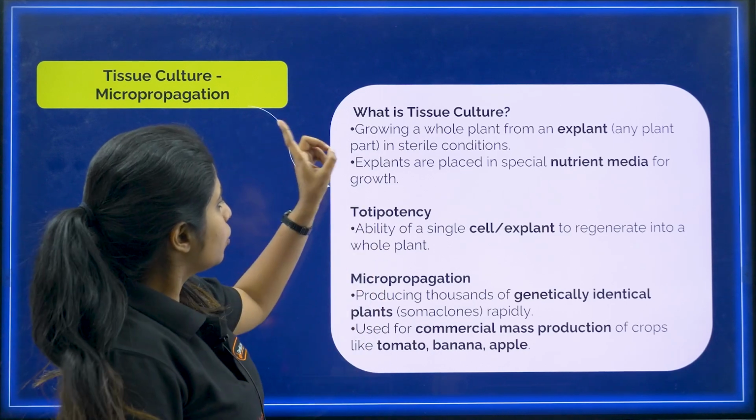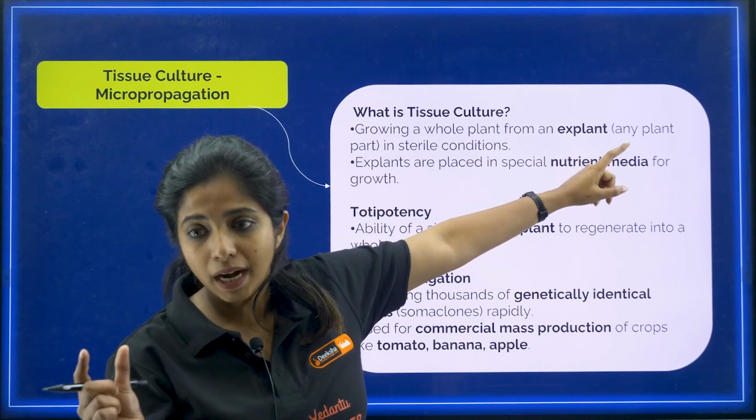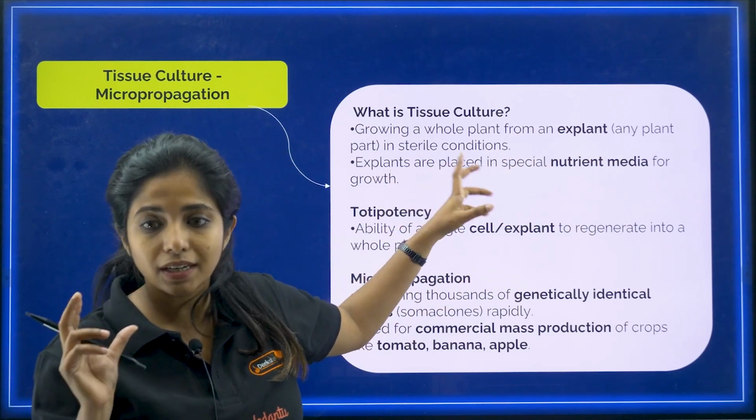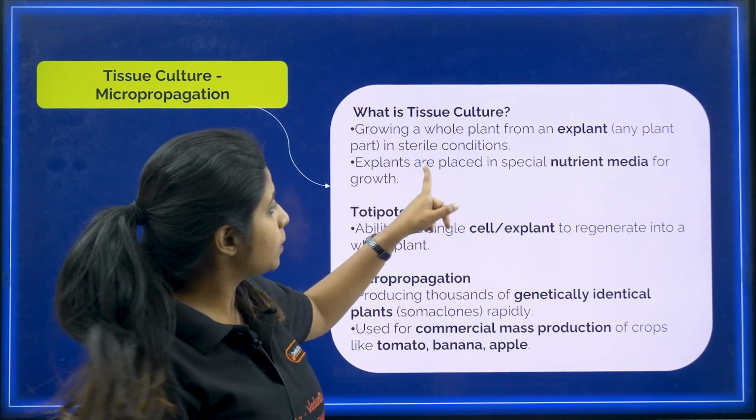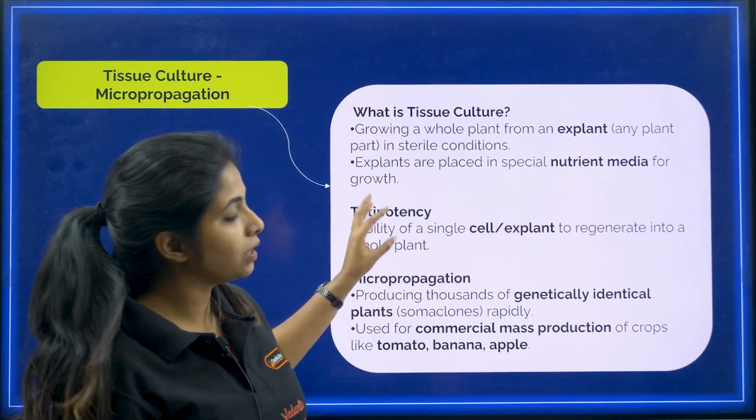Now, growing a whole plant from an explant, meaning any plant part, in sterile conditions is known as tissue culture. Explants are placed in a special nutrient medium for growth.